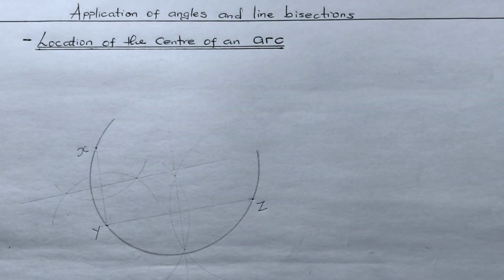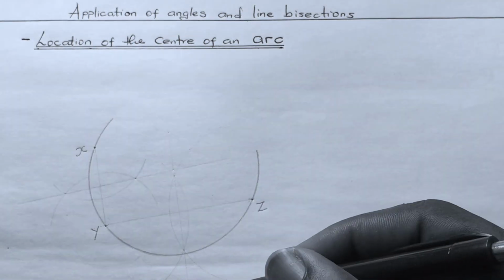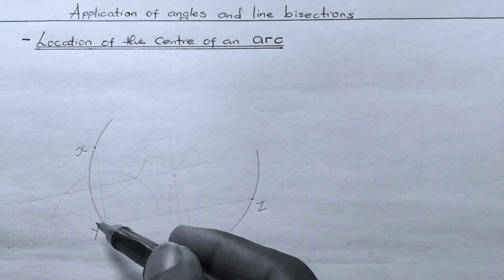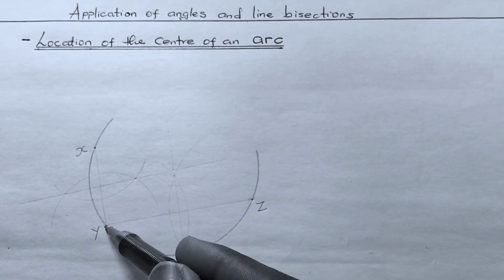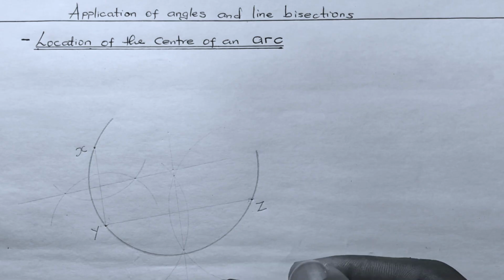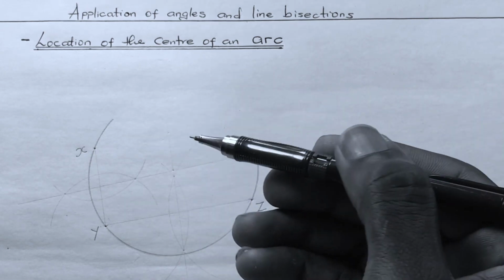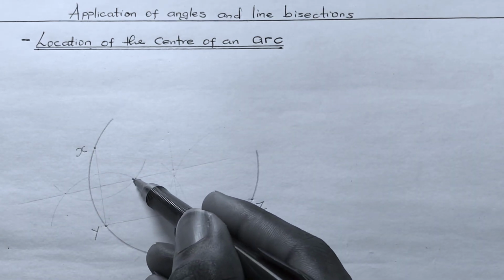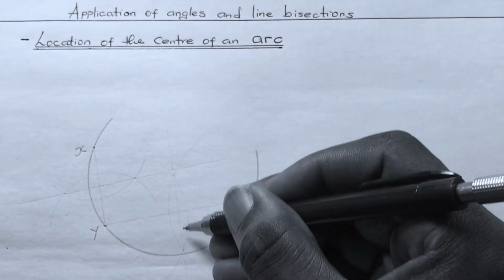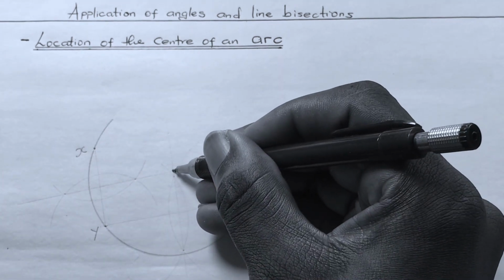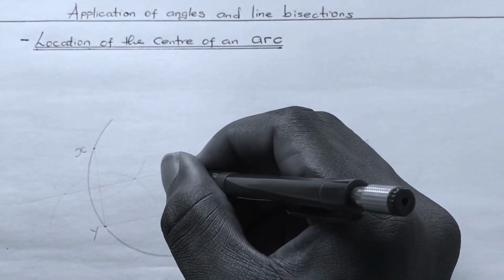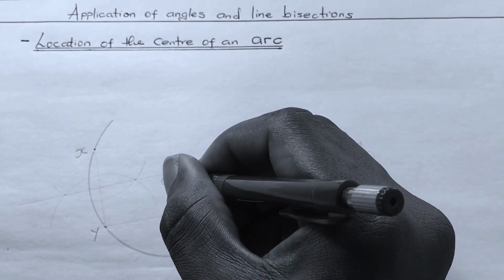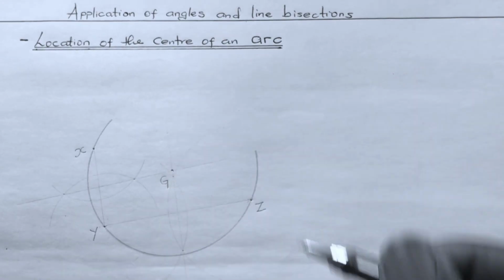Okay, so to get the center of the arc, we are going to join both the point of intersection on XY, which is this line, and the point of intersection on YZ, which is this, together. The point where the bisector line from XY meets the bisector line from YZ indicates the center, which is denoted as point G.